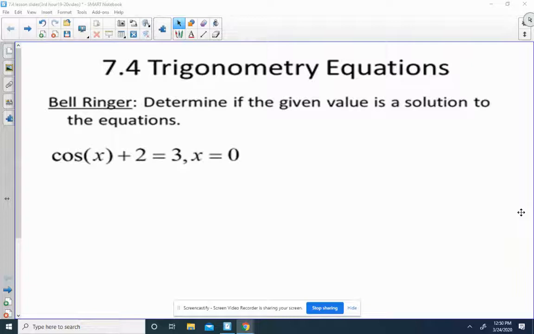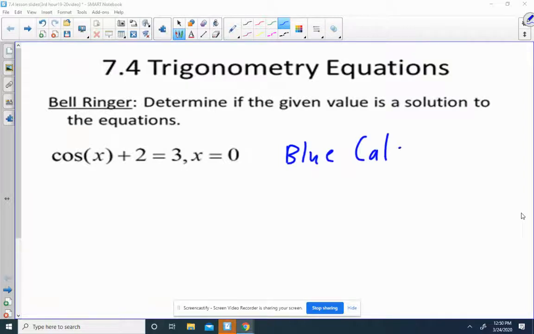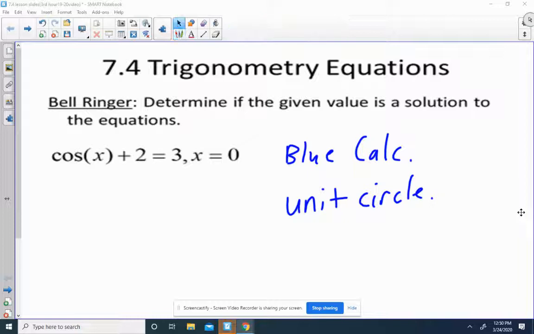I do want to point out before we start this lesson that you are going to need two things. You are going to need your regular blue calculator, and you will also need your unit circle. These will be the two things you'll need for this lesson. You will not need the formula sheet for this lesson. We're already done with all that. So just need your blue calculator and your unit circle.